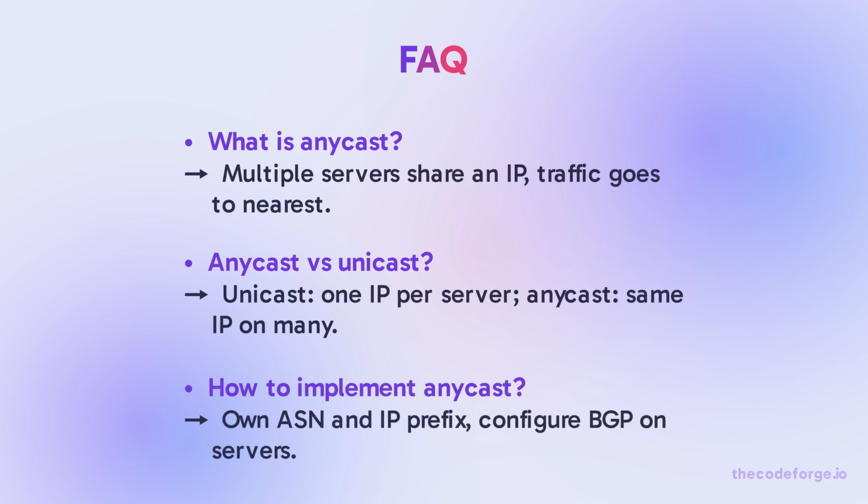And a few frequently asked questions. What is Anycast? Multiple servers share an IP, traffic goes to nearest. Anycast vs Unicast? Unicast, one IP per server. Anycast, same IP on many. How to implement Anycast? Own ASN and IP prefix, configure BGP on servers.